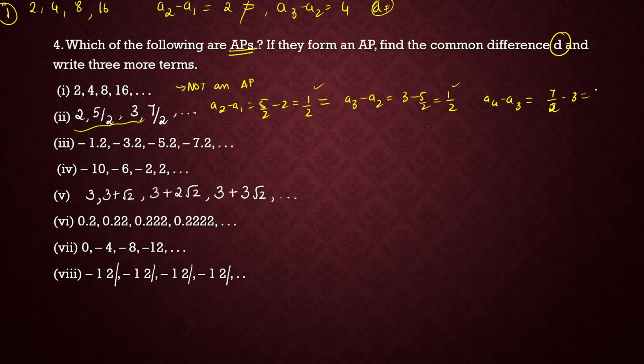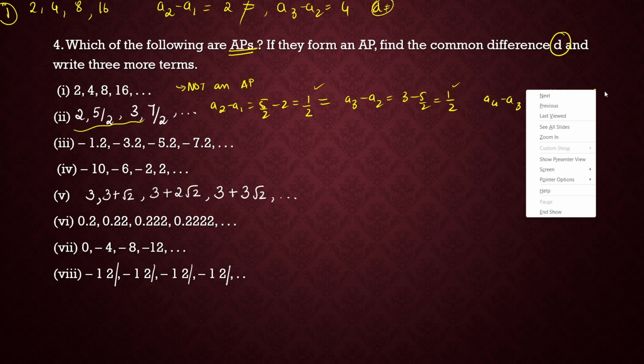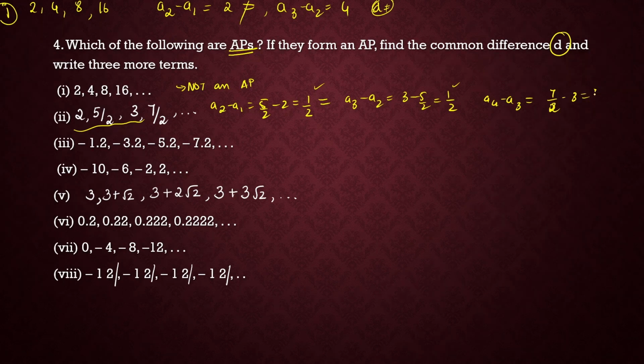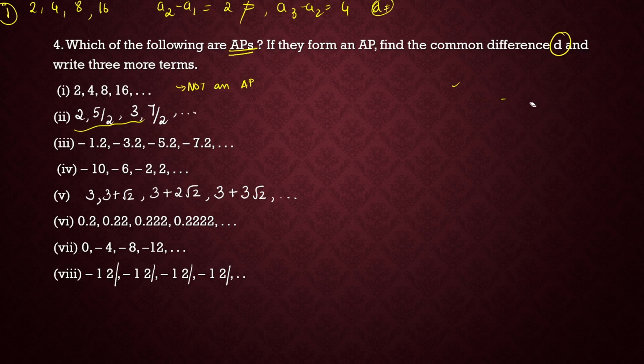So that is 7 minus 6 by 2, which is equal to half. So this is an AP. You concluded that it's an AP, but what is the value of the common difference? The common difference D was equal to half.